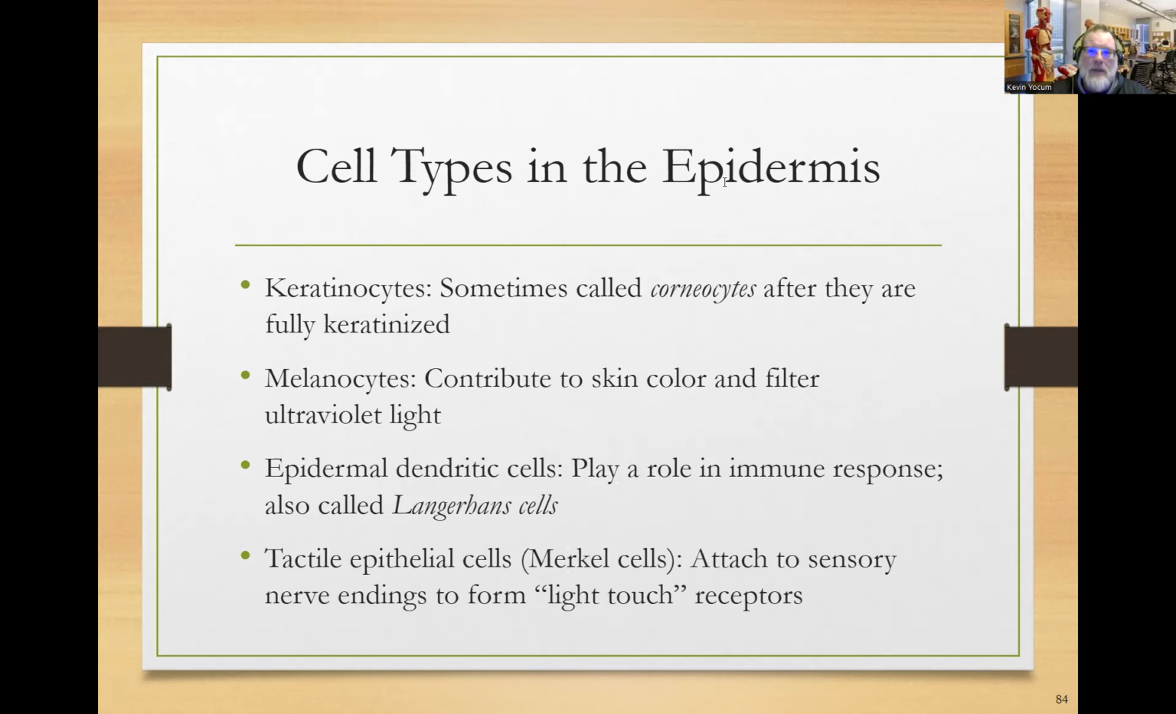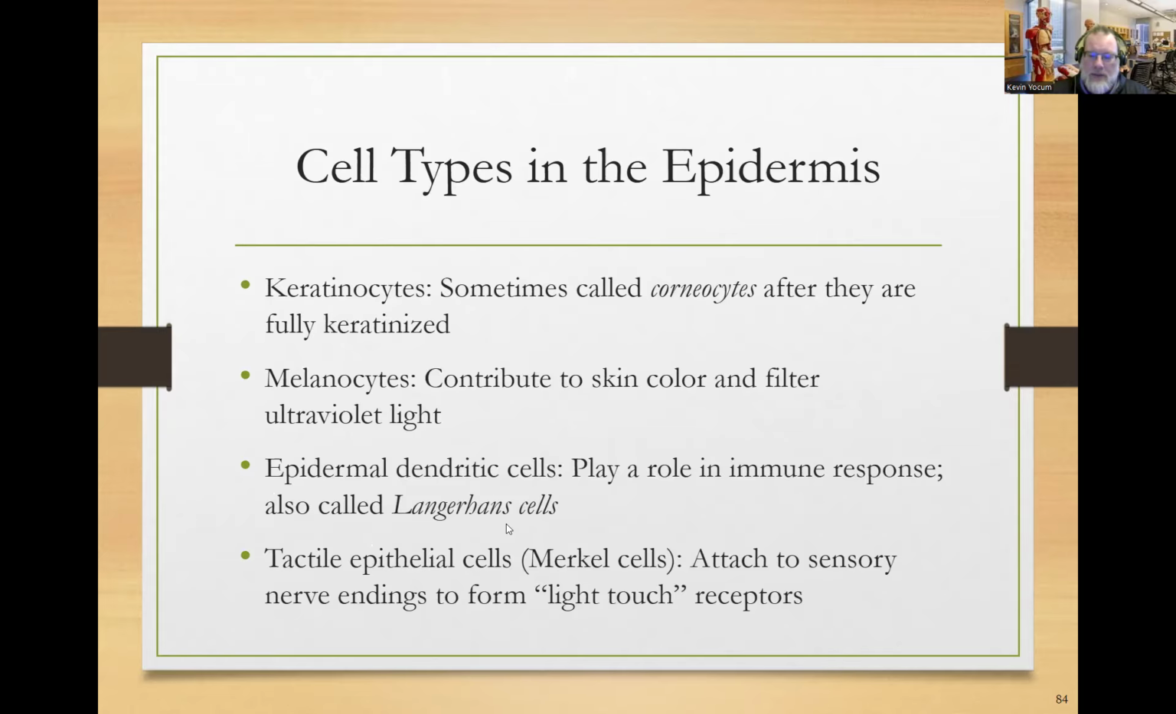Because again, the epidermis is avascular. There's no nerve, no blood, no anything. It's just cells on top of cells, basically providing us with protection. So keratin cells give us some protection. Melanocytes give us some protection. These dendritic cells help with immunity, so more protection. And then light touch for the Merkel cells.